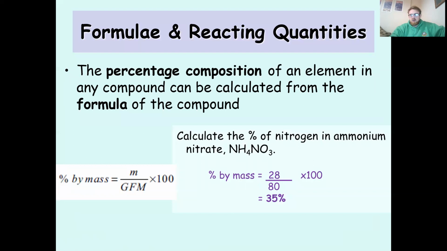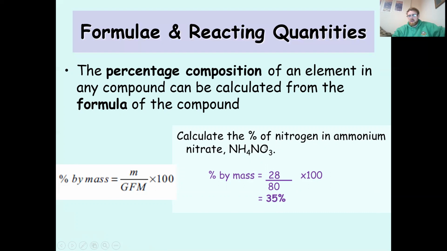Percentage composition, we don't cover in this topic. It's covered in the fertilizers topic, but it's always good to go over. So remember, percentage by mass equals the mass of the element you're looking for divided by the GFM of the full molecule times 100. So calculate the percentage of nitrogen in ammonium nitrate, NH4NO3.